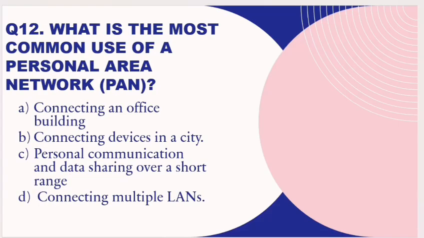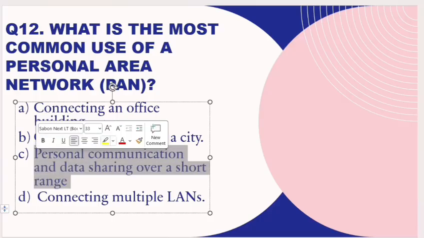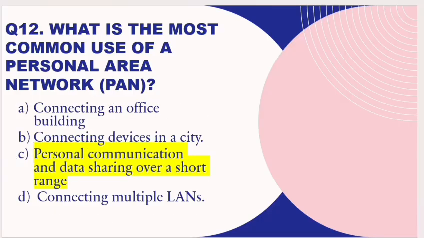So our 12th question is, what is the most common use of personal area network, PAN? The options are: A, connecting an office building. Option B, connecting devices in a city. Option C, personal communication and data sharing over a short range. Option D, connecting multiple LANs. So the right answer is option C, personal communication and data sharing over a short range.